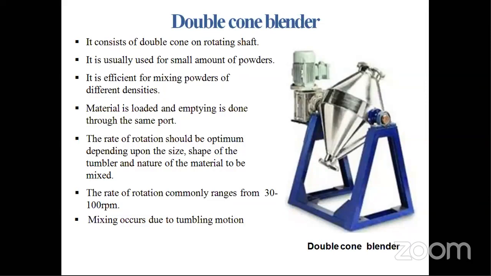During the mixing process, here also you have to maintain about 60% of capacity of product. You load depending on the capacity of the blender, and maintain 30 to 100 rpm speeds during the mixing process. And here also you maintain the tumbling motions or tumbling actions with the double cone blender.